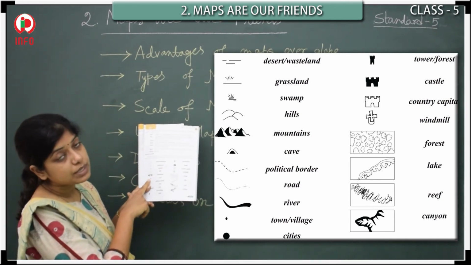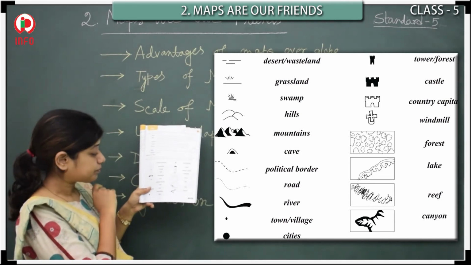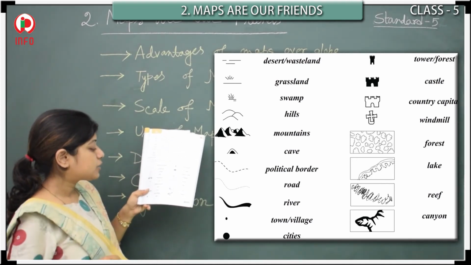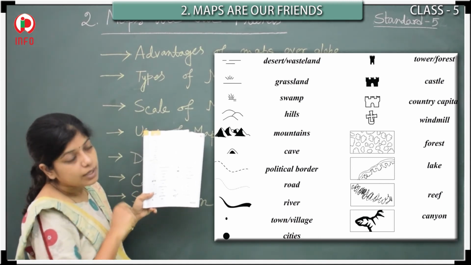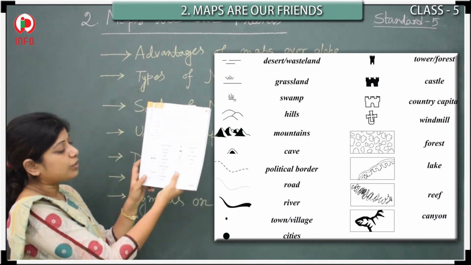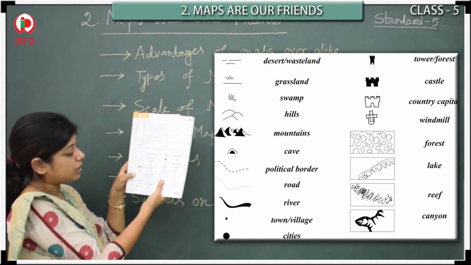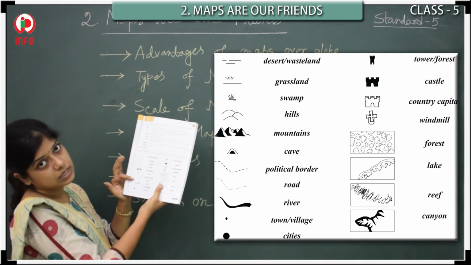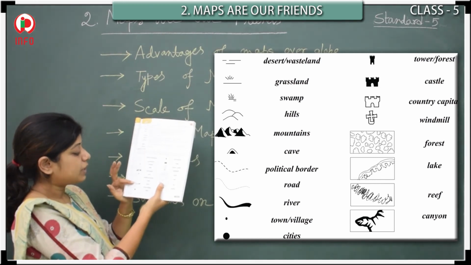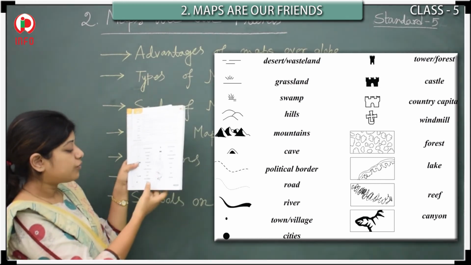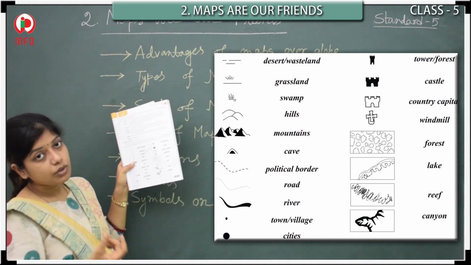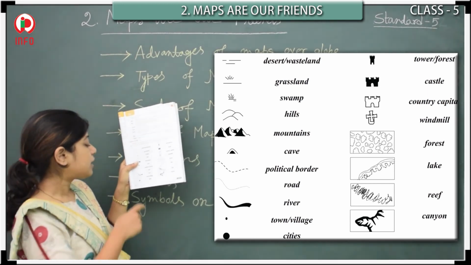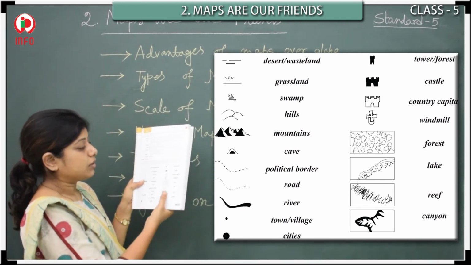Next, this one is represented by the cave. Next one, the political border. The political border is represented with the help of this kind of symbol. Next, different roads are represented with the help of this symbol. Next, for the river, this kind of symbol. The town or village, one small dot. Any town or any village is a small dot. Cities are big, so that's why they use a big circle.